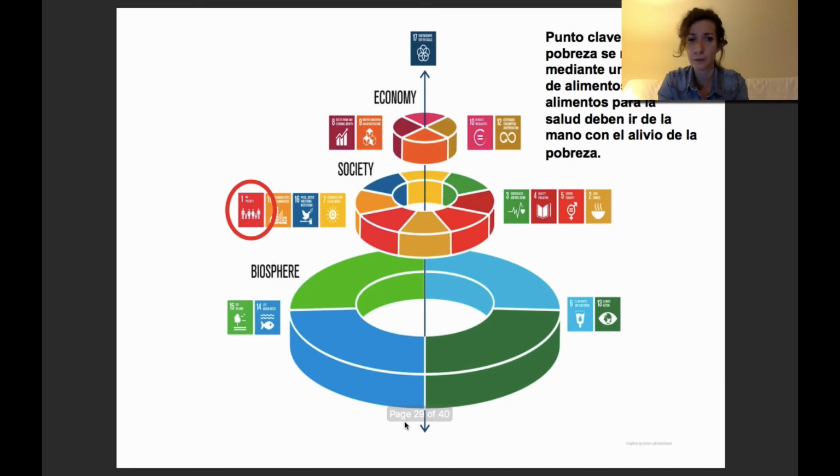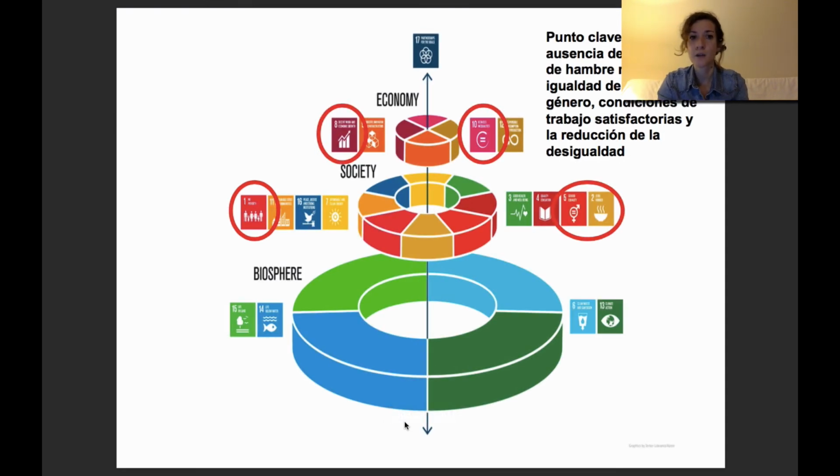And it's important to keep this in mind because poverty, so for example SDG number 1, which is exactly no poverty, is really undermined by the food agenda. So food for health has to go hand in hand with the alleviation of poverty. One thing cannot take place without the other. And at the same time, this connects to other goals, goals related to economy and society.